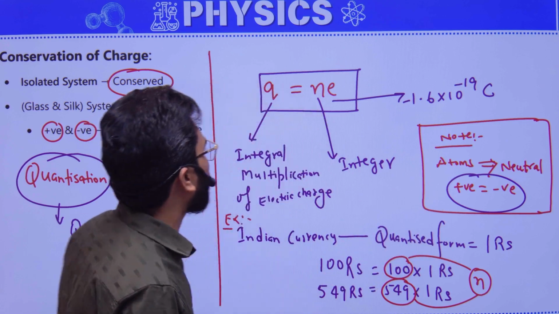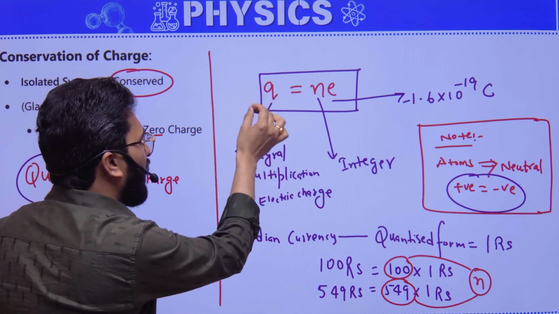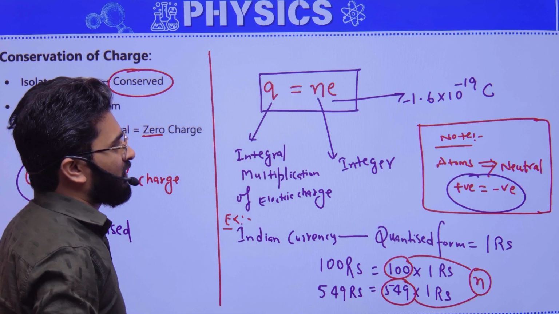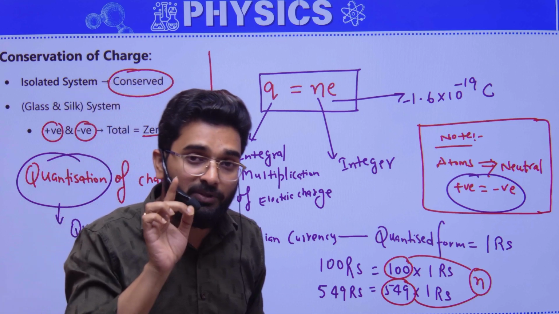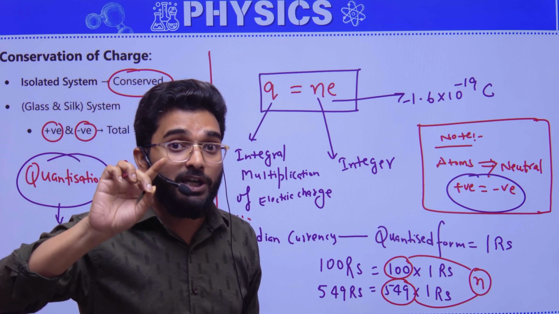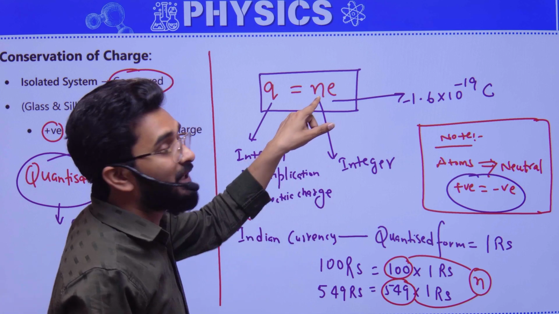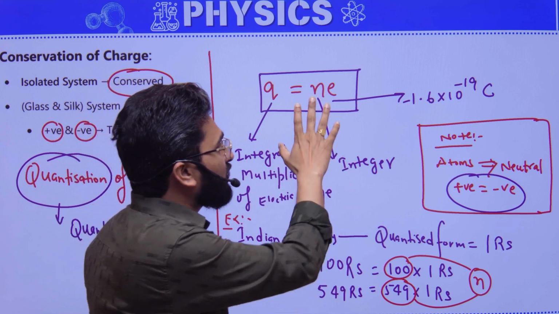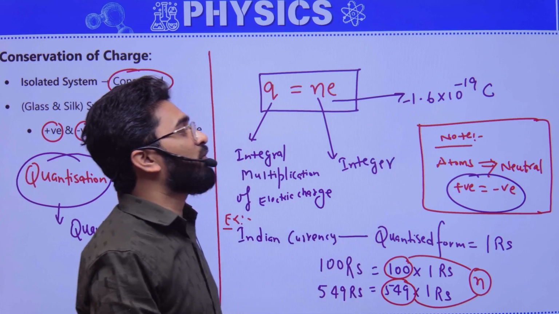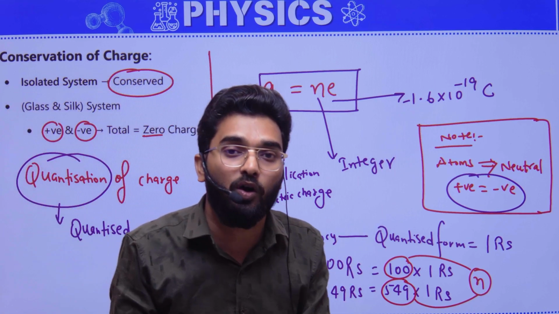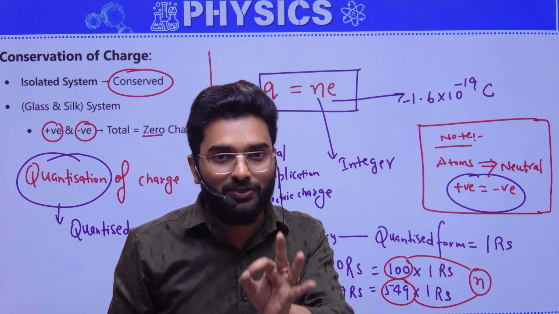That's why we say that the Indian currency is quantized by single rupees. In the same scenario, we say that all charges are quantized, and the individual particle of charge that individually exists is small e, the electron, and the charge on the electron is minus 1.6 into 10 to the power minus 19 coulomb. And always remember this charge.